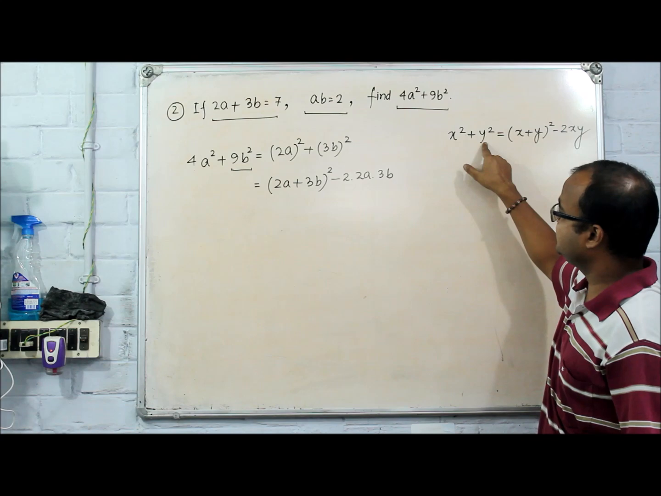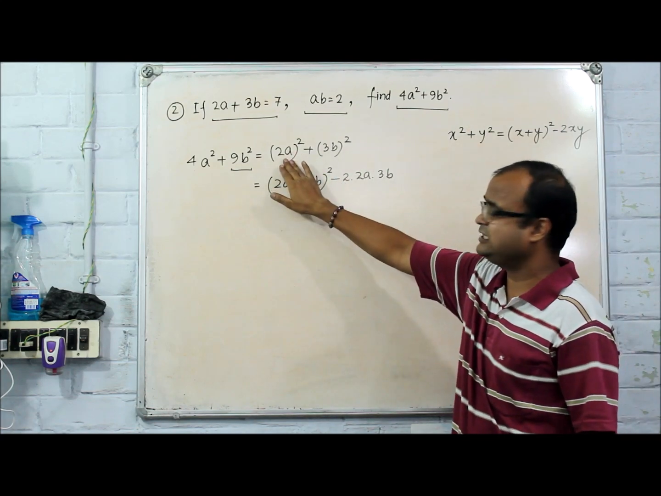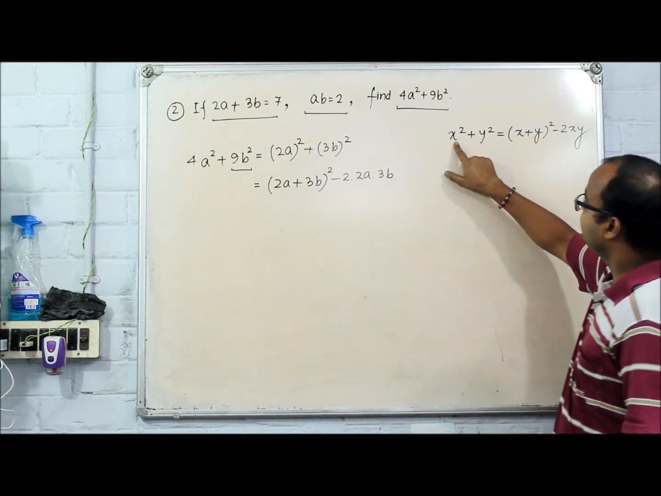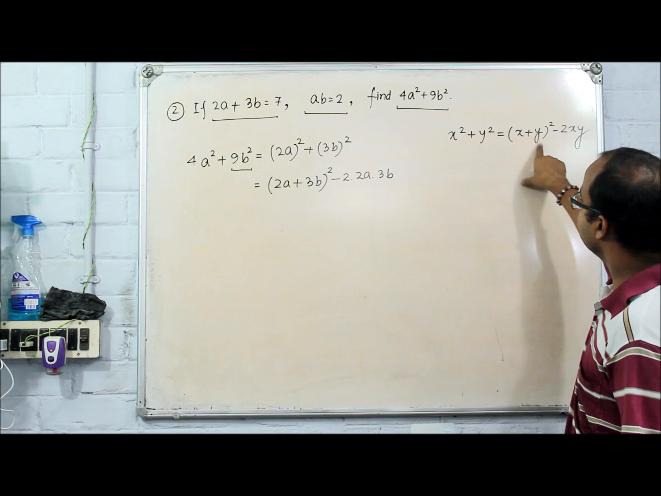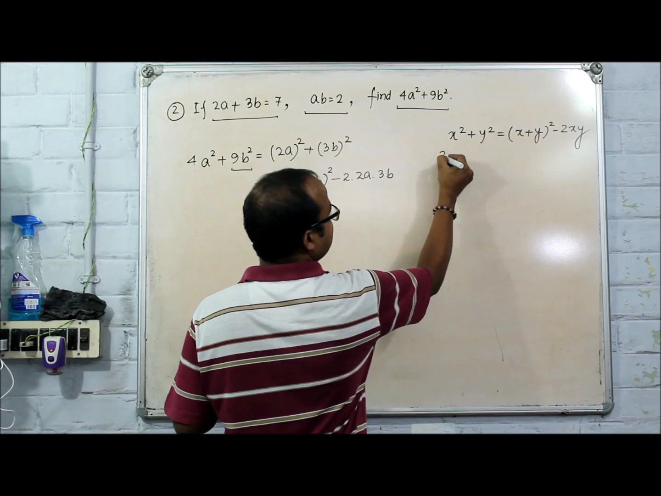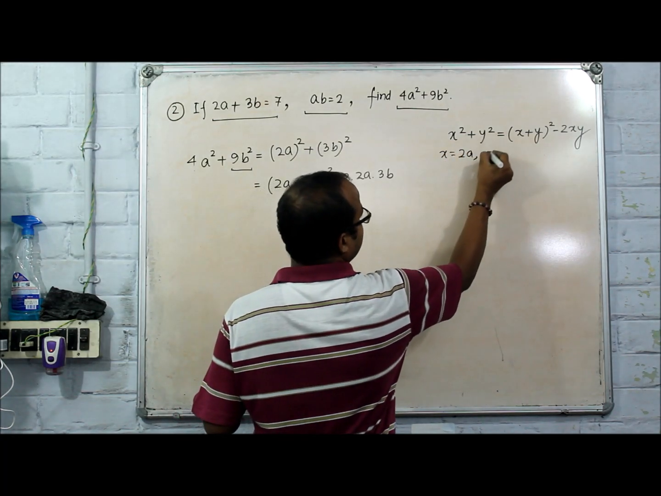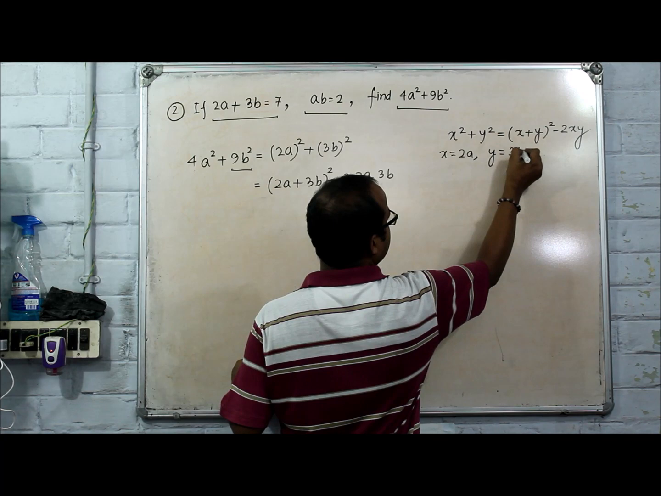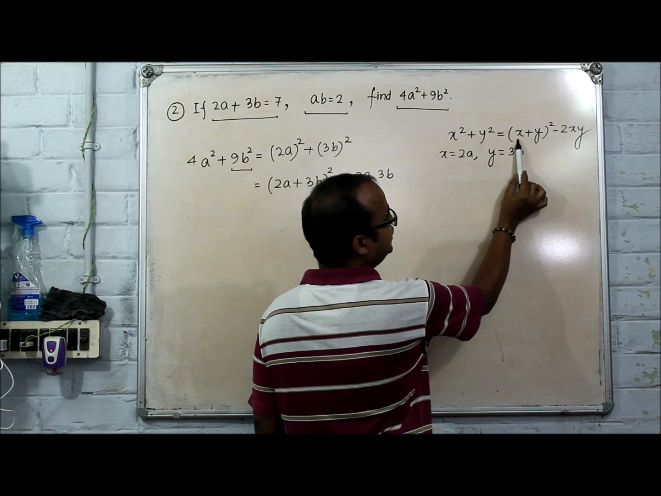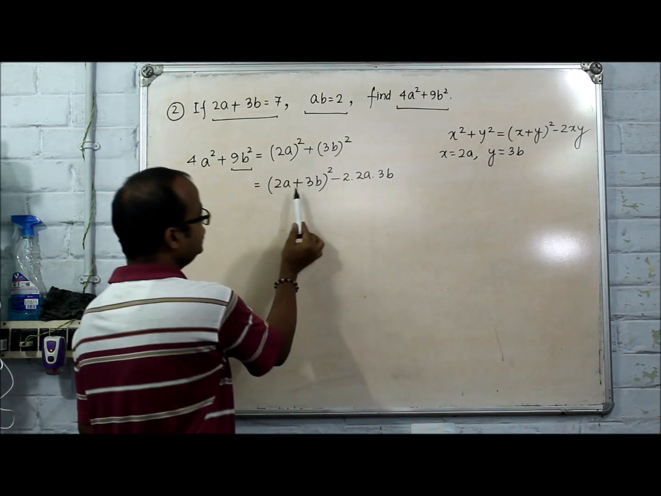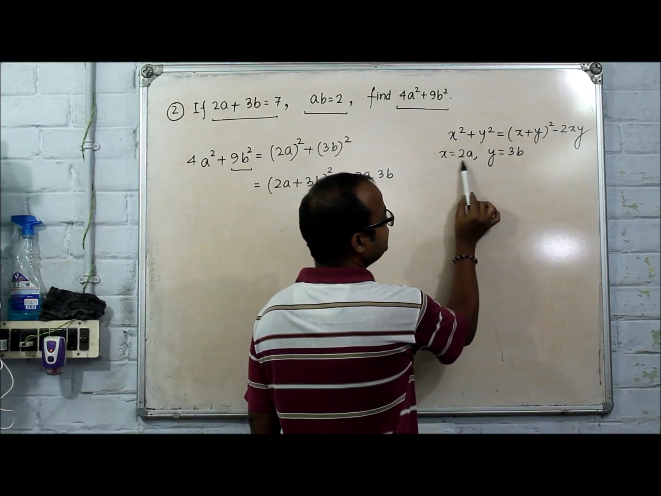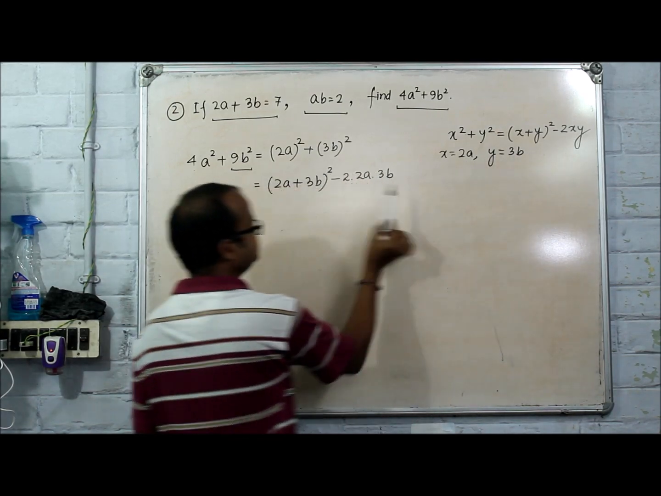Now here I am considering x square plus y square because in the sum itself it is mentioned a and b, so better to take some other variable. Now the formula of x square plus y square is x plus y whole square minus 2xy. So now see, if you compare, in place of x we have 2a, in place of y we have 3b. So now if you apply this formula, you can write 2a plus 3b whole square minus 2 into x means 2a and y means 3b.